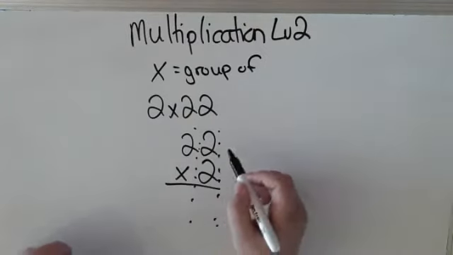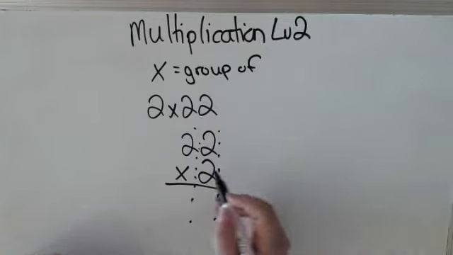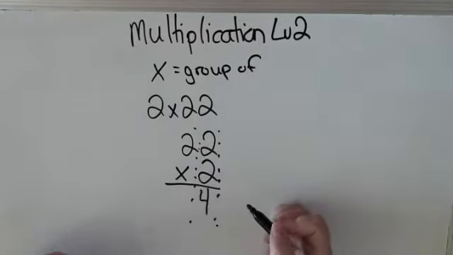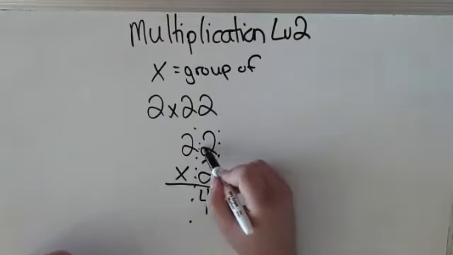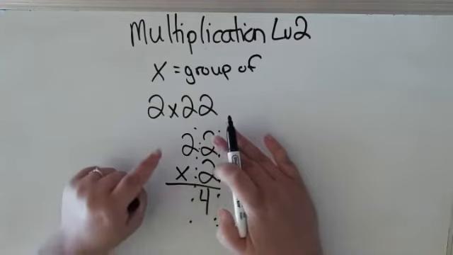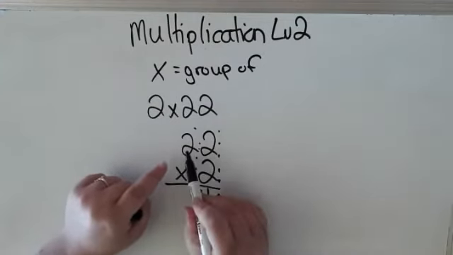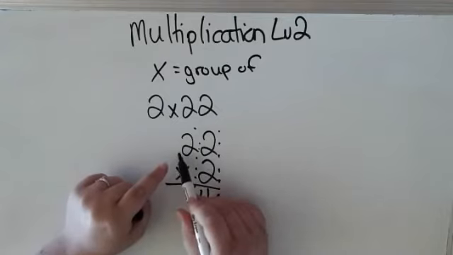I'm going to break it down and I'm just going to do the 1's column first. 2 times 2. 2 times 2 is 4. Now I've used this, I can ignore that now. I'm now timesing 2 by 20, because remember, this is the tens column. So I'm not actually timesing 2 by 2, I'm timesing 2 by 20.